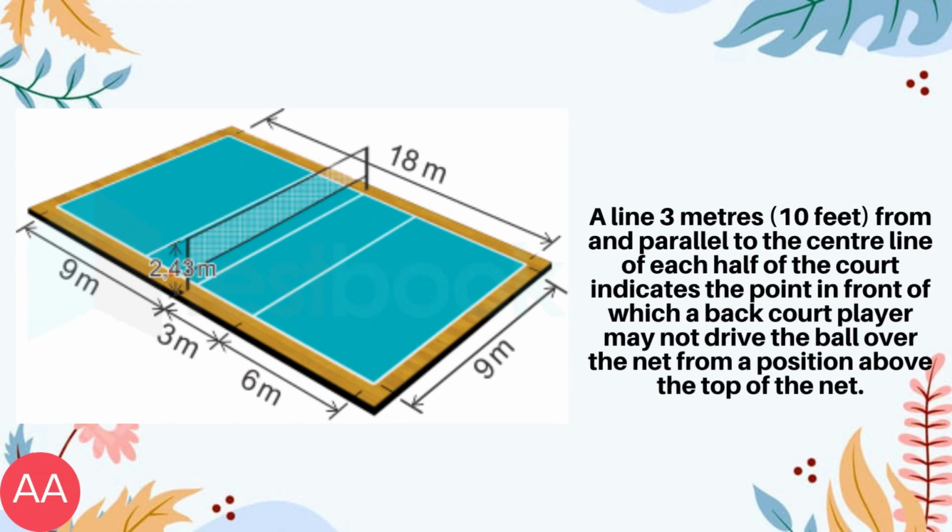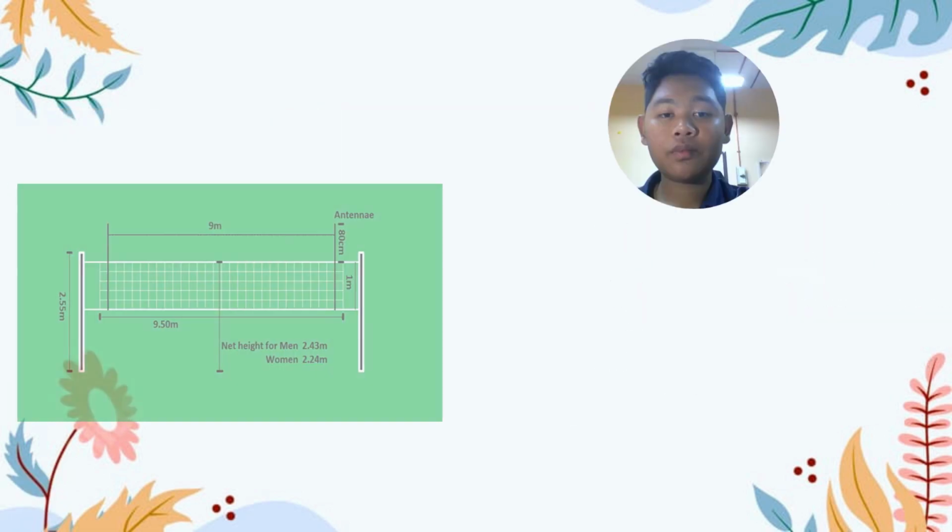A line 3 meters or 10 feet from and parallel to the center line of each half of the court indicates the point in front of which a backcourt player may not drive the ball over the net from a position above the top of the net.